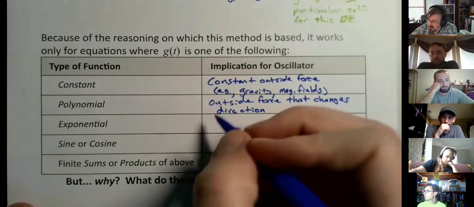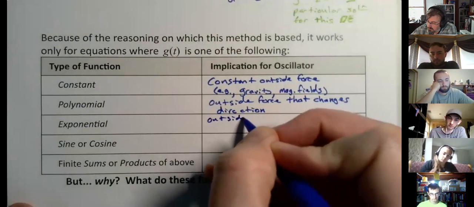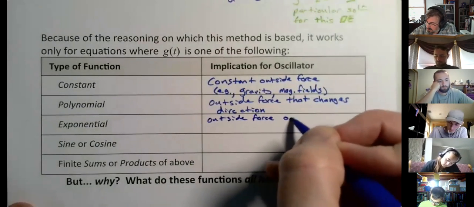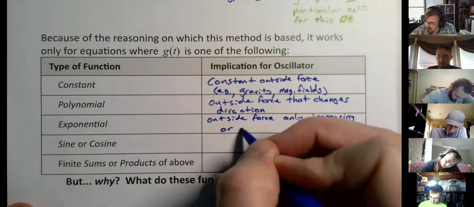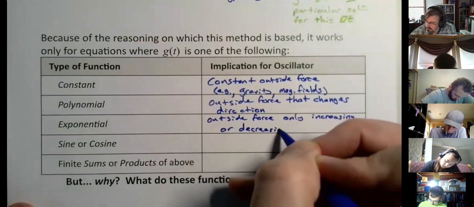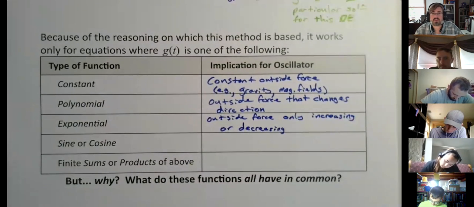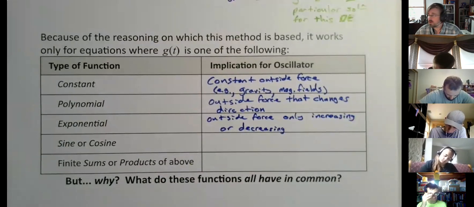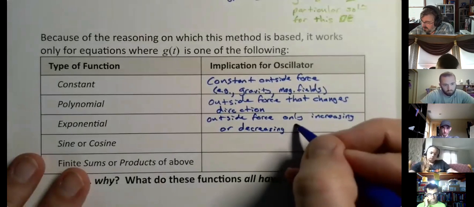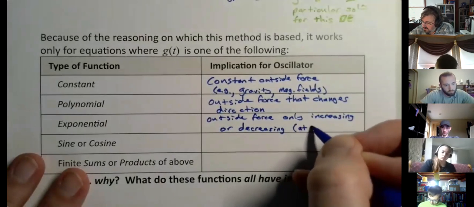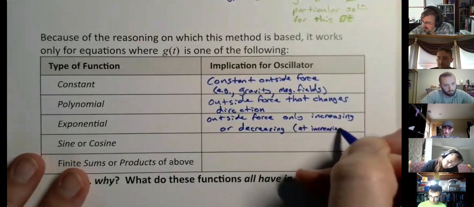Exponential is an outside force only increasing or decreasing. So unlike a polynomial, exponentials don't get to change direction. They just are always going up or always going down. And of course, they're always going up or always going down at increasingly faster rates, right? So they're only increasing or decreasing at increasing rates.